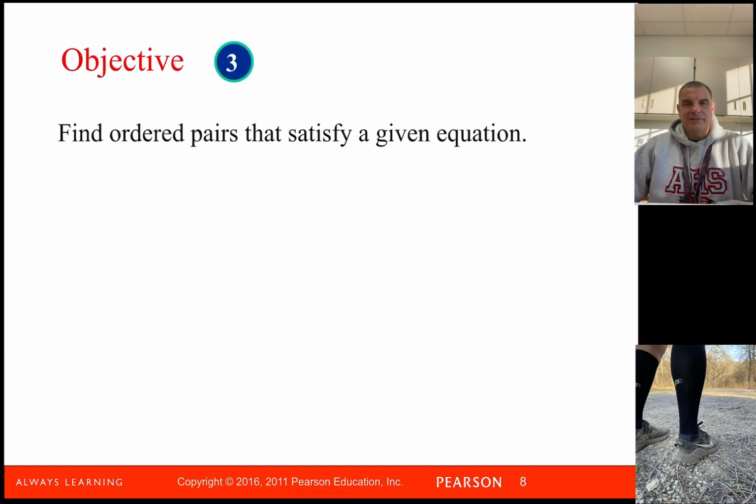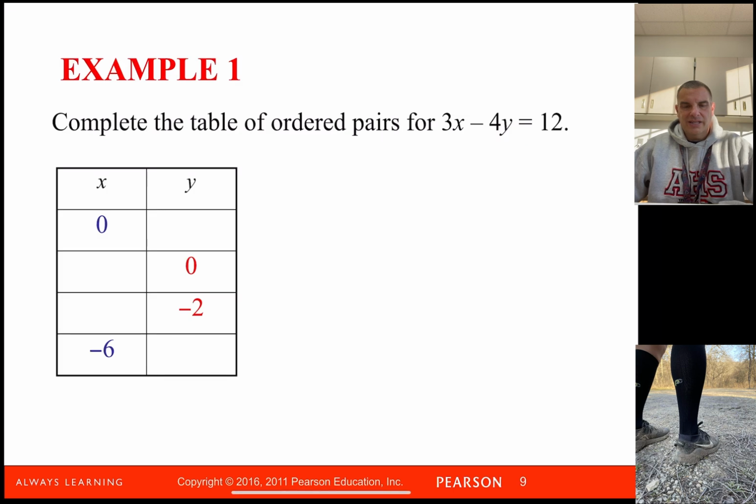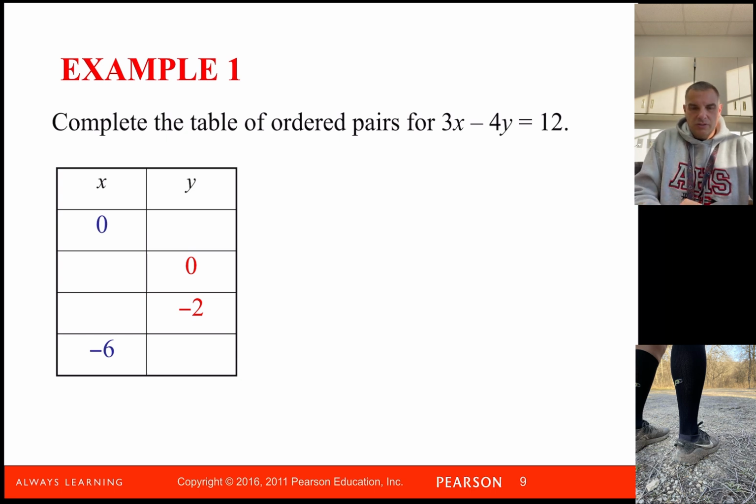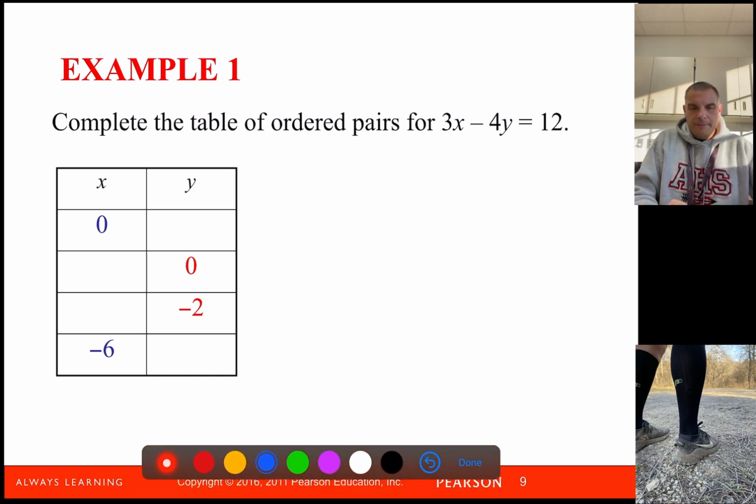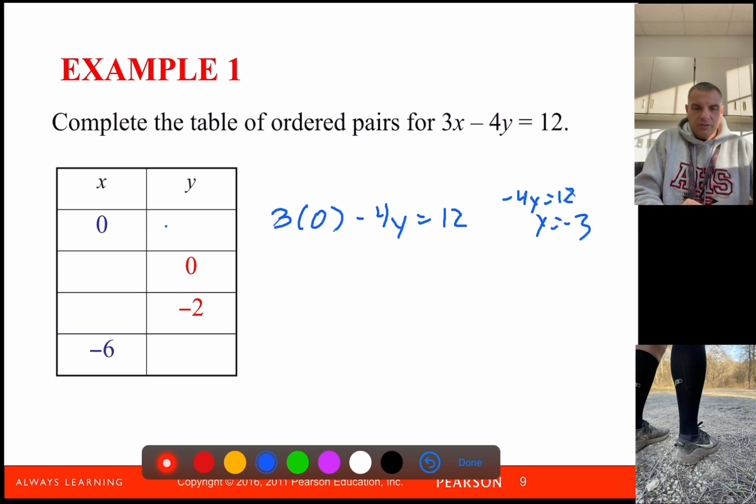So the first thing you're going to have to do today is find an ordered pair that satisfies the given equation. We're going to complete this table of ordered pairs. They're giving us an x value, and we have to find the y value. So it really just becomes substitution. If x is 0, we have 3 times 0 minus 4y equals 12. Solve that and you get -4y equals 12, y equals -3. So if x is equal to 0, y is equal to -3.